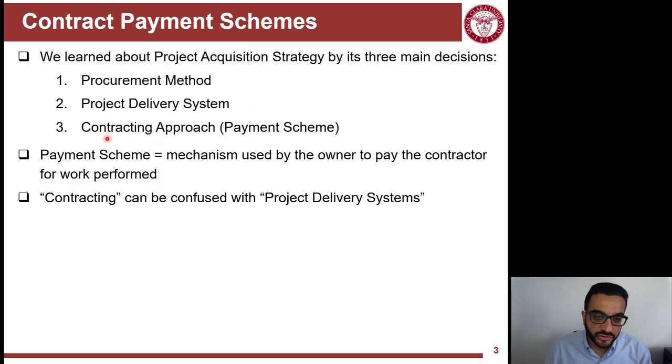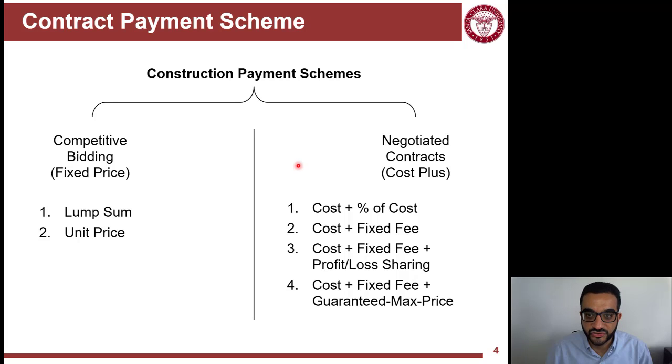For me here, both ways are fine: contracting approach, payment scheme. But if you read online or different texts, you'll find some people use contracting to refer to project delivery systems. So they will write an article about contracts and refer to design-build or design-bid-build. I feel more comfortable referring to the material here as payment schemes, because this is more clear. It's about how people are getting paid, how contractors are paid in a construction project.